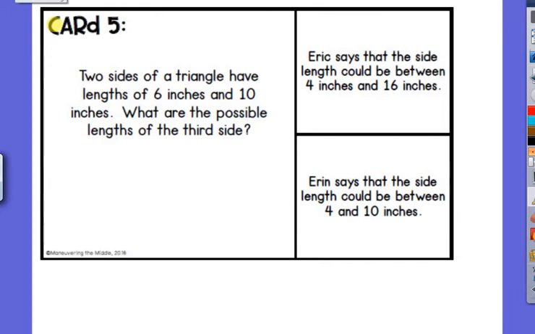To properly find this, it's real simple. All you do is take the 2 side lengths they gave you and subtract them. What is 10 minus 6? 4. So it's got to be between 4, or you can add them, so 16. And this is going to give you the range of side lengths that your triangle can be formed from. So it is Eric.